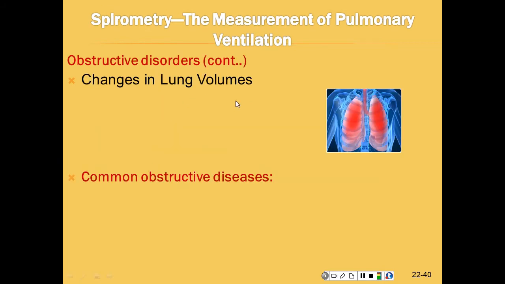So what kind of changes do you think you have in the lung values? You'll have a decrease in your VC, your IRV, your ERV, and an increase in your RV, your residual volume, because you can't get all the air out. So you have a leftover of air in that residual volume, which increases. You have your FRC, and an increase in your RV divided by your TLC.